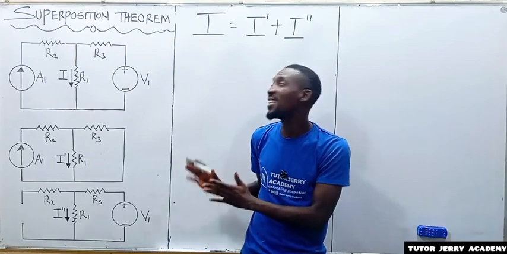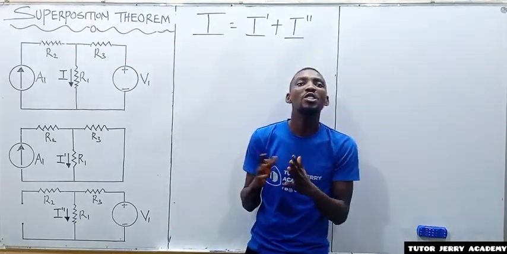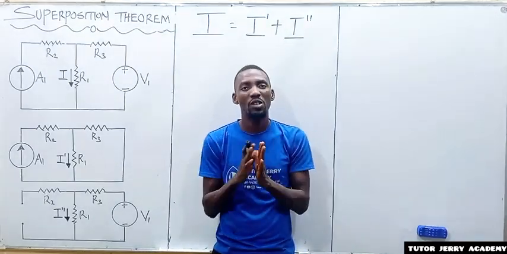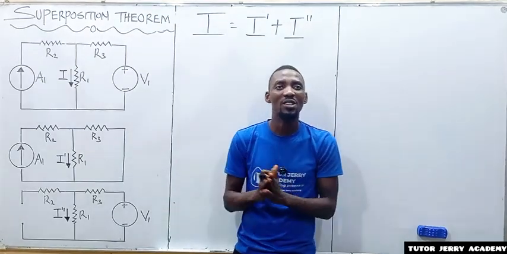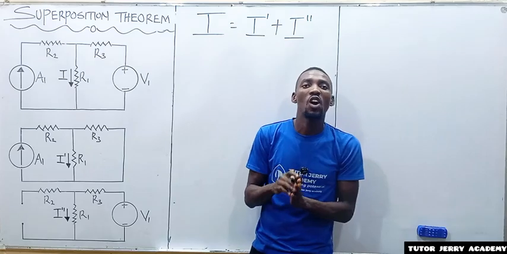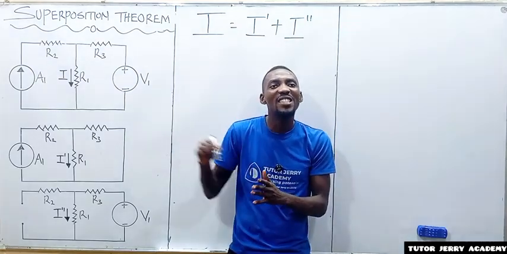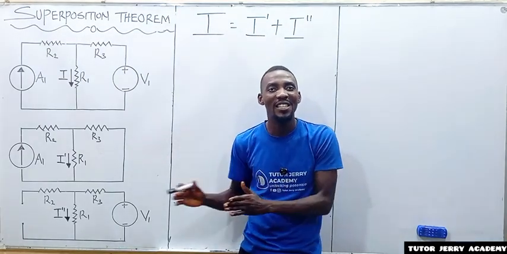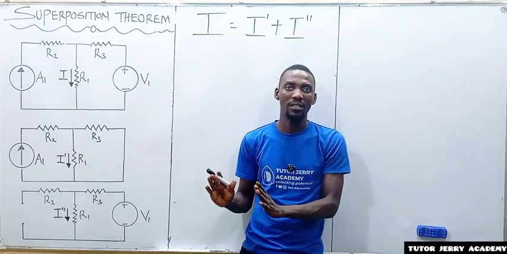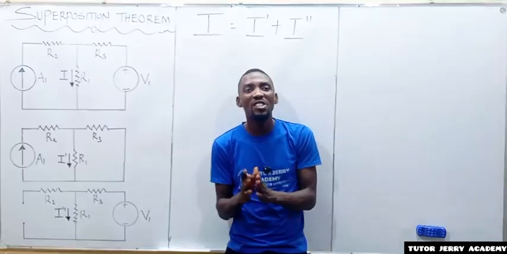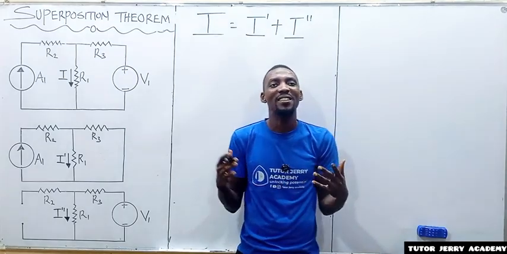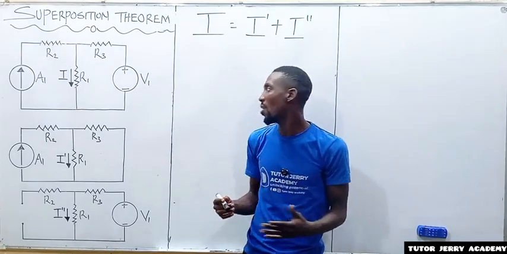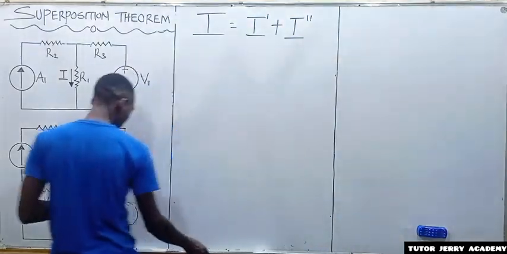All right, so let's state the superposition theorem now. The superposition theorem states that in any network containing more than one source, the current in or the potential difference across any branch can be found by considering each source separately and adding their effect. Do you understand? Then omitted sources of EMF are replaced by resistance equal to their internal resistance. All right, let me write that for us.